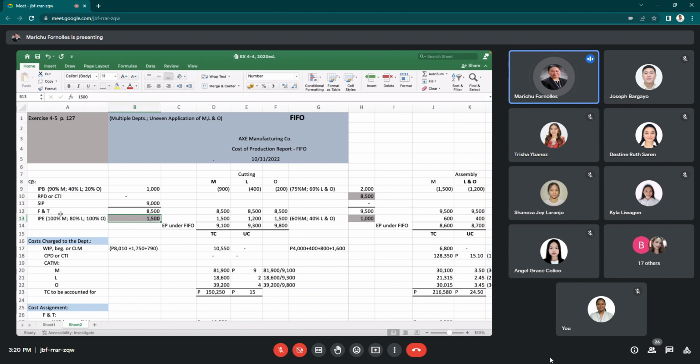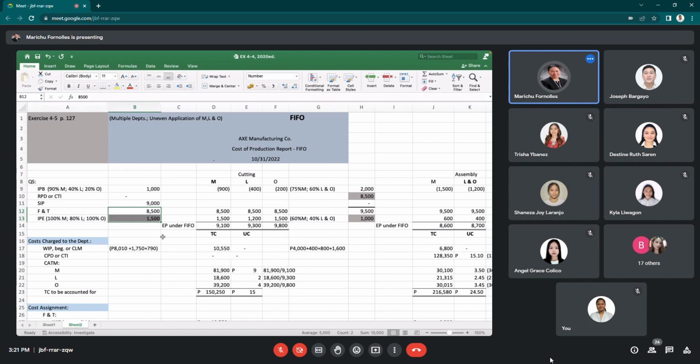The remaining 1,500 are still in process at the end of this month. And this work in process end of 1,500 units in cutting is 100% complete as to materials, 80% complete as to labor, and 100% complete as to overhead. So notice, we maintain the equality of the two sides of our equation. Sources should be equal to the total targets.